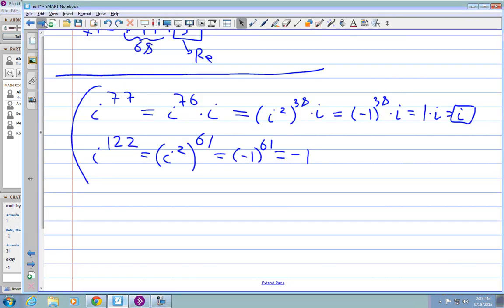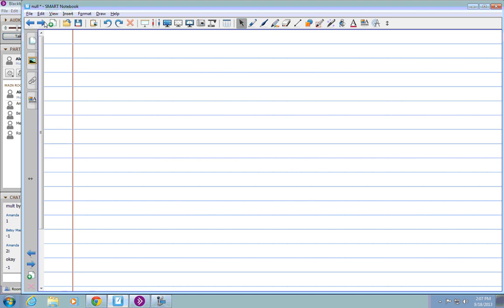Okay, so that was section 3.1. Section 3.2 is mostly a review. It is solving quadratic equations. That's what section 3.2 is. The only addition to solving quadratic equations is that now we can do square roots of negative numbers. We have that i thing here. Okay? So quadratic equations.